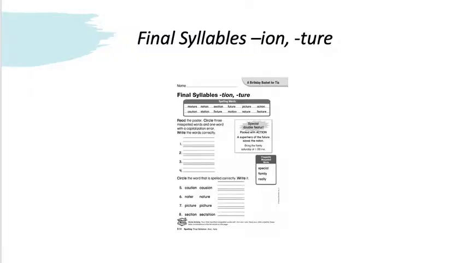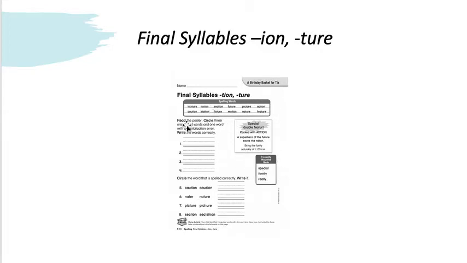You're going to begin your lesson this morning working on the final syllables un and chur. So you are going to read the poster, circle 3 misspelled words and 1 with a capitalization error, and then write the words correctly. So there's a poster here. You're looking for the words that are in this box and this box.